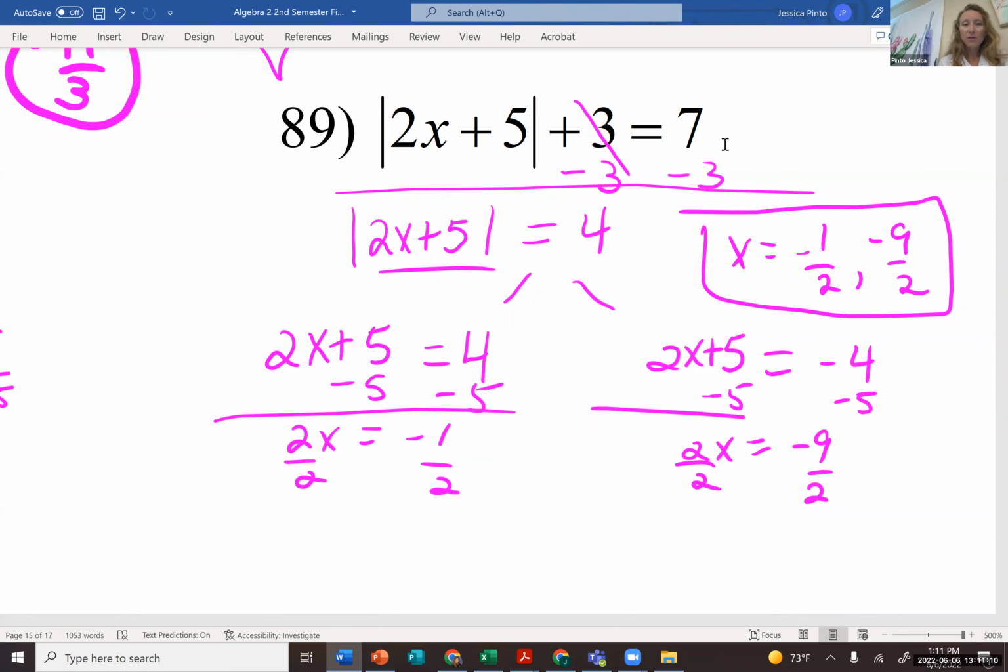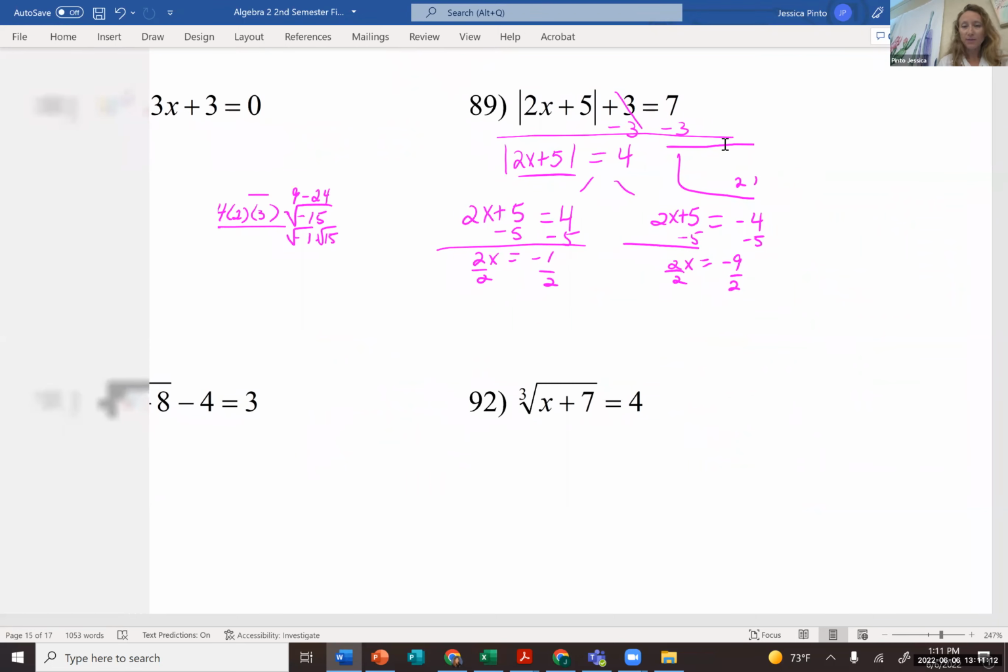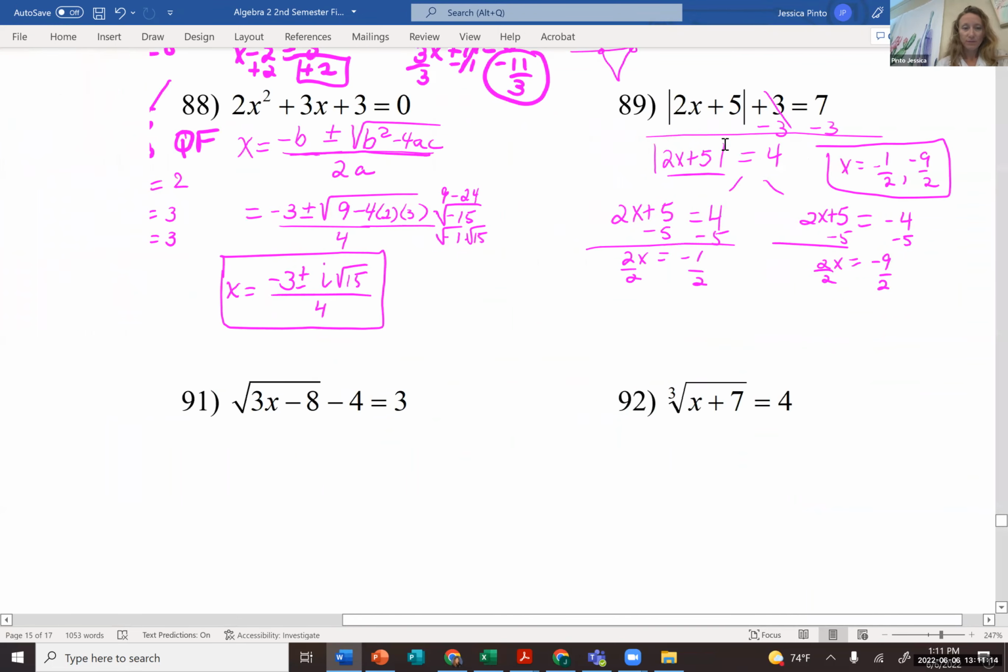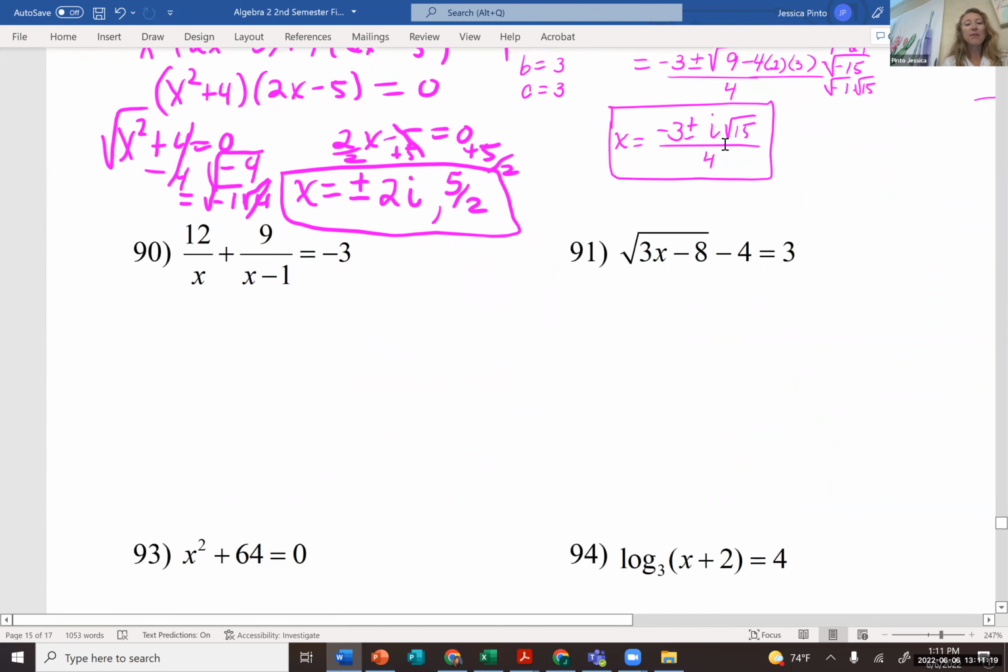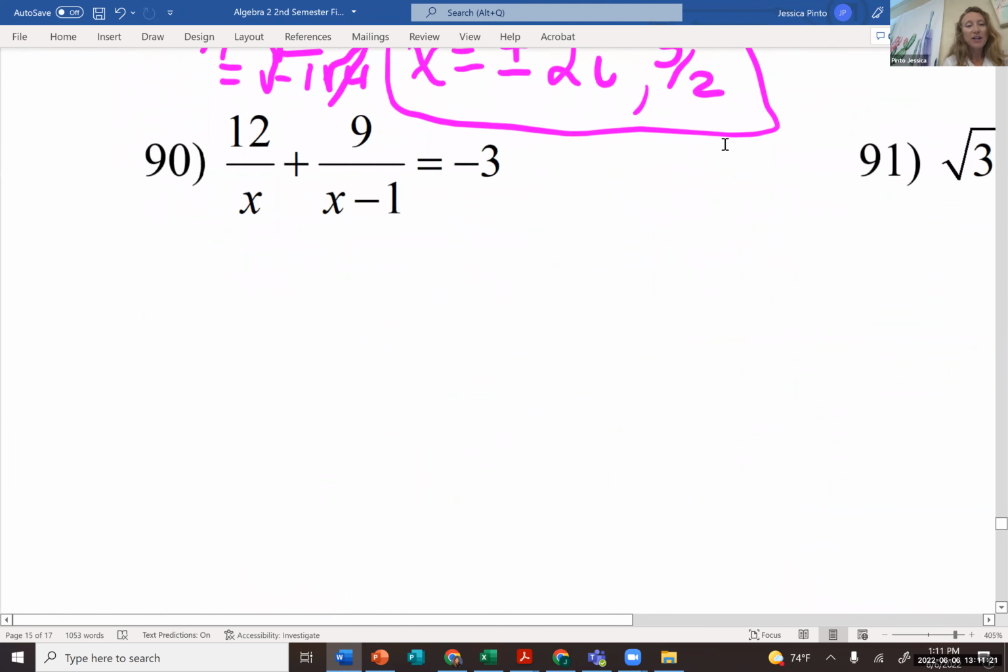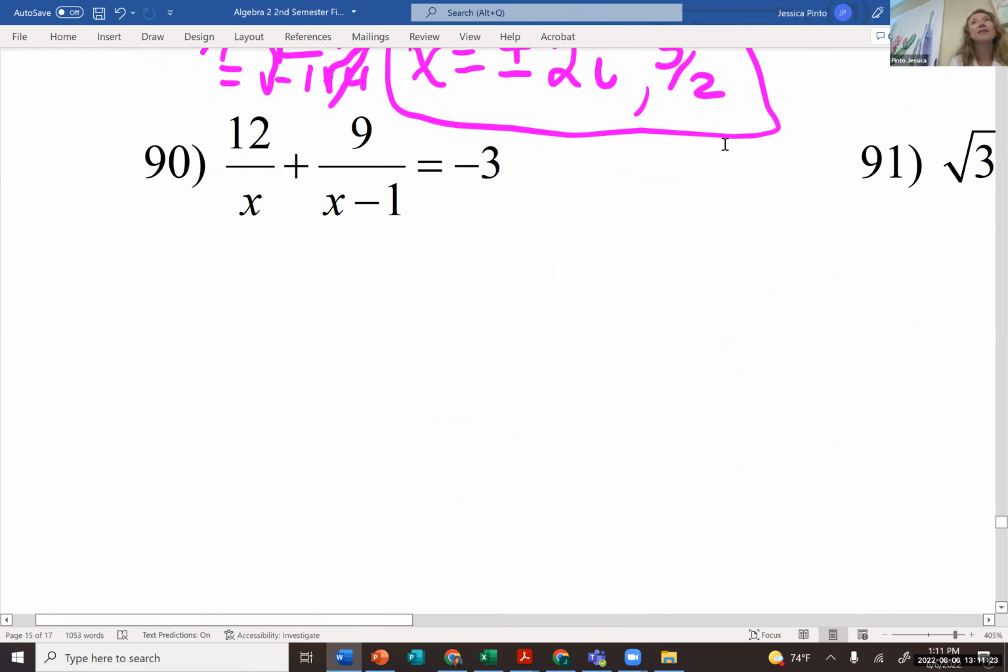So now we're going to swoop on down to number 90. Ooh, number 90 is a rational equation. So I just want to keep in the back of my mind the values that x cannot be equal to at the end of the day. X is not going to be equal to 0 or 1 because both of those values would create a division by 0, which we all know now creates an asymptote, an undefined value. So we're not going to have those.